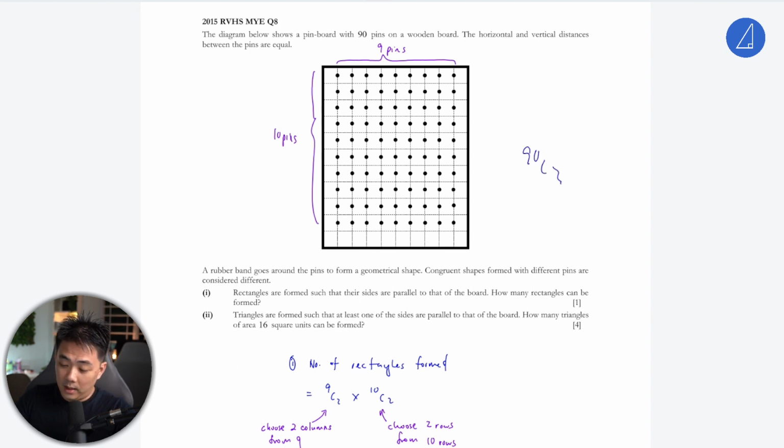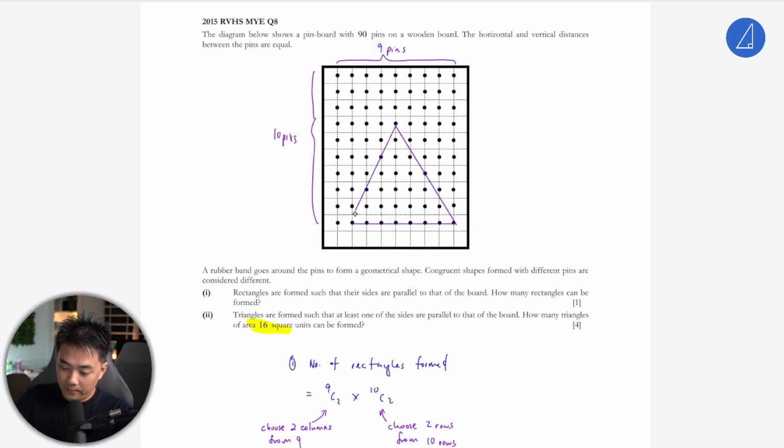That would be easy, but in this case it is 4 marks, so you have to pay a bit of attention. On top of that, the area of the triangle is given as 16 square units. Essentially we need a triangle with one side parallel to one of the sides of the board. It could be an obtuse angle here, or another form like that. So try to understand the question first.